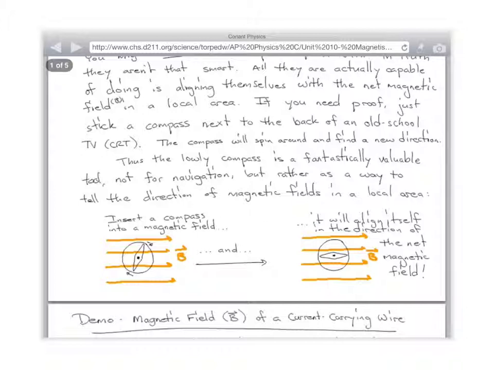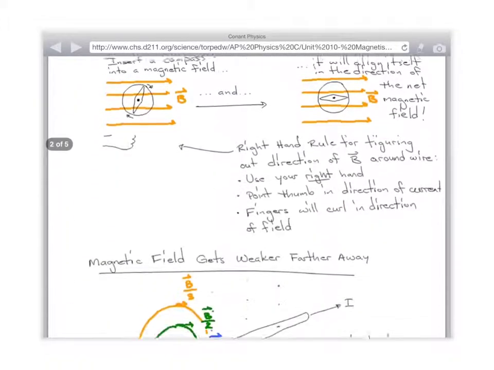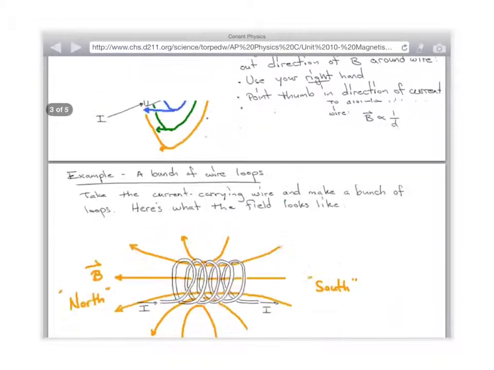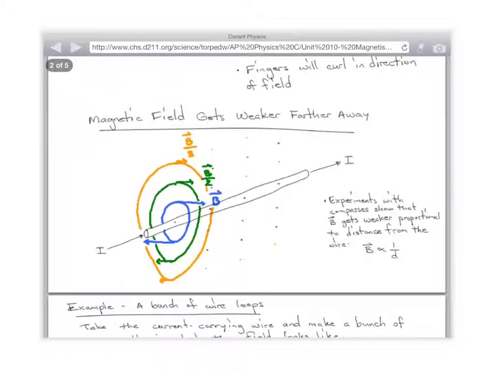Sound good? All right. So, and then, of course, like we said before, he figured out that the farther away you get, the weaker it is. The closer you are, the stronger it is. Now, here's a question. I have a wire. It creates a magnetic field. Fine.